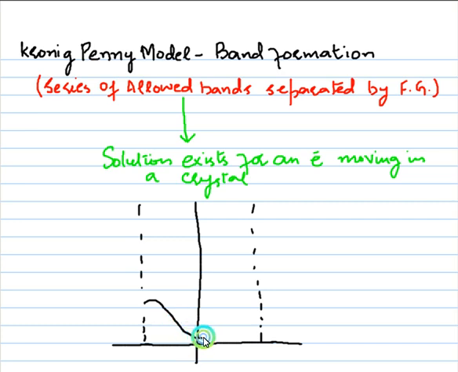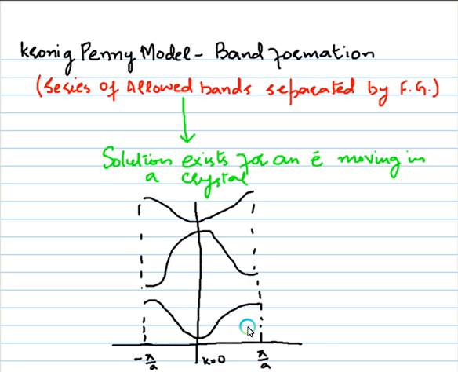So the first allowed band is like this. Then the second allowed band is like this. The third is somewhat like this, and so on. This is for k equals 0, this is for k equals pi upon a, and this is for k equals minus pi upon a. Alright, and this whole thing is in the first Brillouin zone.